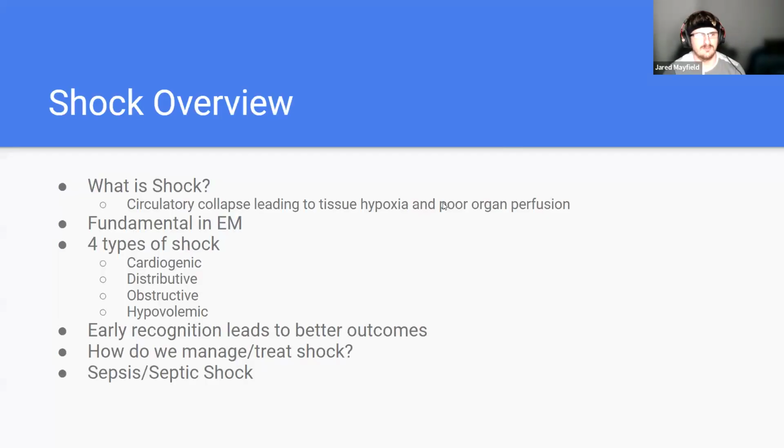Okay, so a little bit of shock overview. It's basically a circulatory collapse that leads to tissue hypoxia and poor organ perfusion. It's a fundamental knowledge set to have in emergency medicine because anything can walk through the door and you need to know how to handle it, how to recognize it. There are four types of shock: cardiogenic, distributive, obstructive, and hypovolemic. Early recognition leads to better outcomes and improves patient morbidity and mortality.